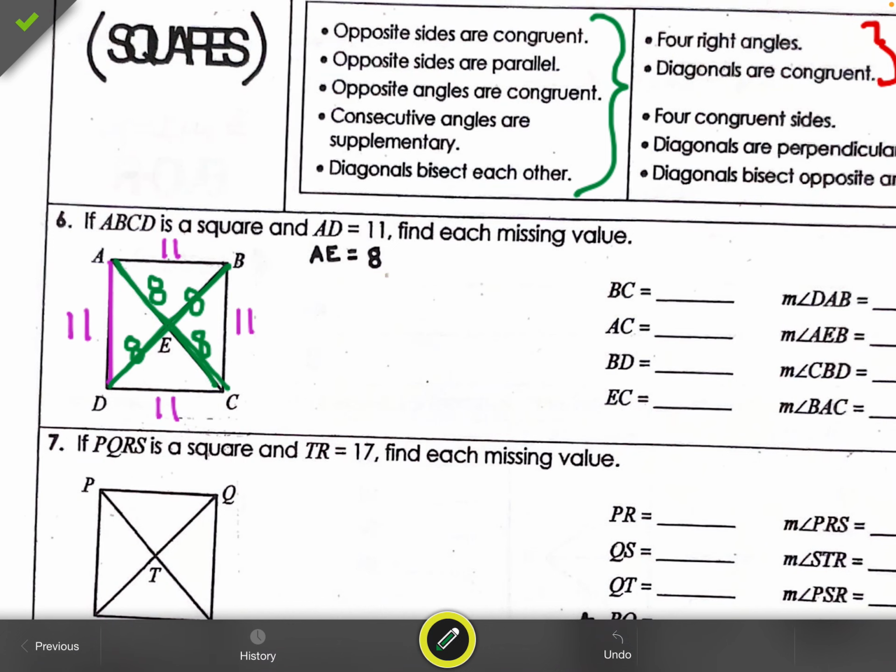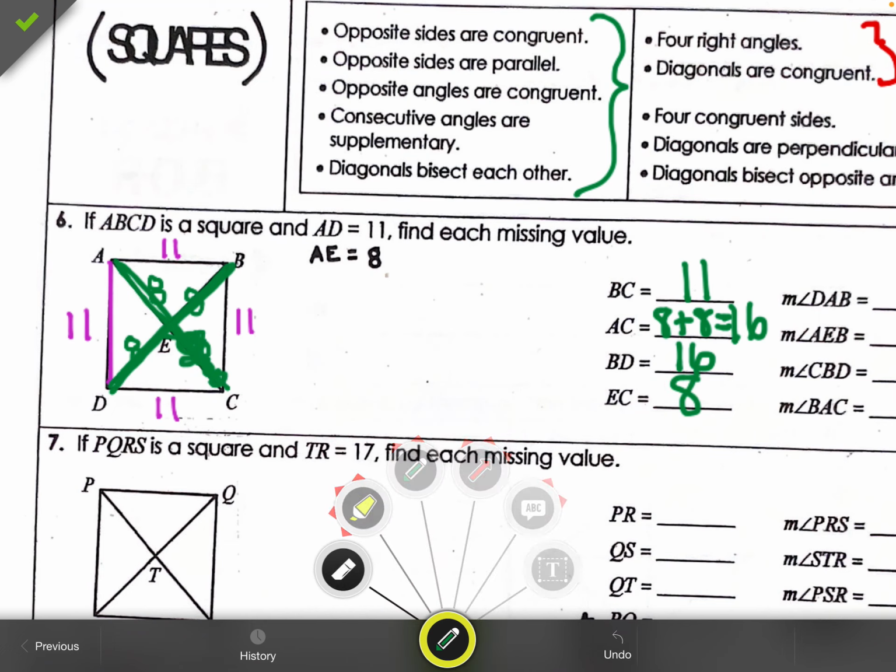All right, so let's see what they want. They want BC, that's 11. They want AC, again, AC is your whole diagonal, so that would be 8 plus 8, so that would be 16. They want BD, again, it's your whole diagonal. You can either realize that we already added the 8s, or you can just add the 8s again. That would be 16. And they want EC. And if you look, EC is half of your diagonal right here, and we know half would be 8.